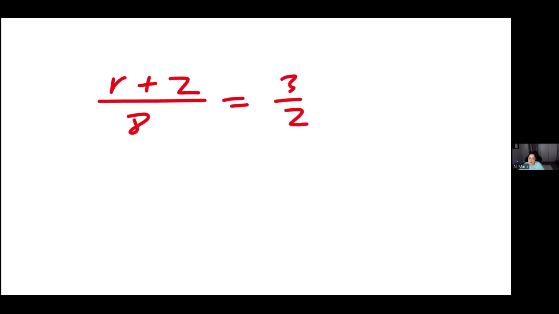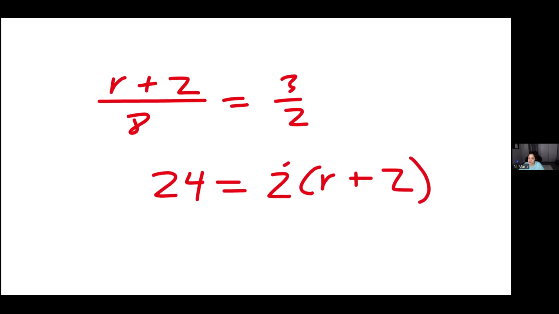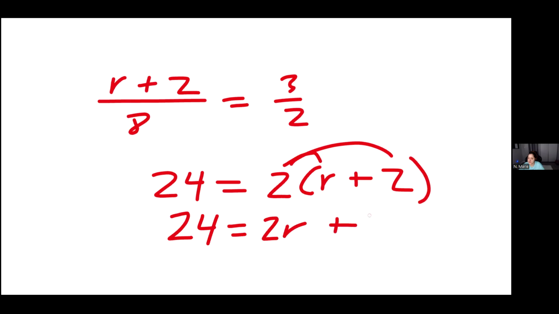8 times 3 is 24, and then you're going to multiply 2 times r plus 2. And so you already know how to do the distributive property. You just need to distribute here. And so 2 times r is 2r, 2 times 4 is 4, and then you just have a two-step equation here, which we already know how to do. We just did solving equations. So we're going to minus 4 from both sides, and you get 20 equals 2r. Divide both sides by 2. Turns into a one-step equation.